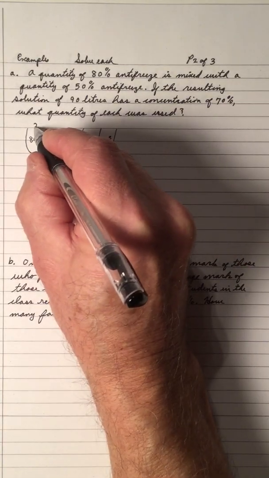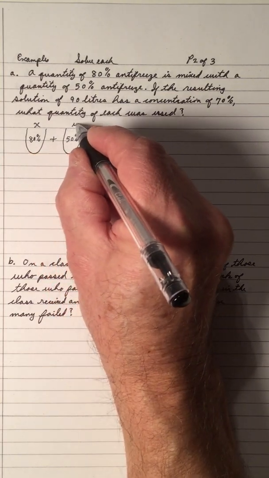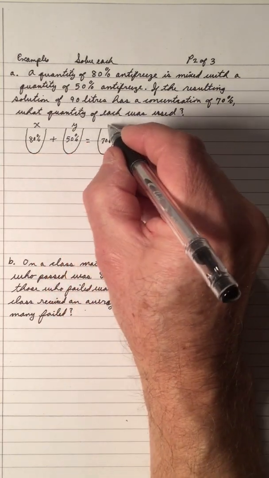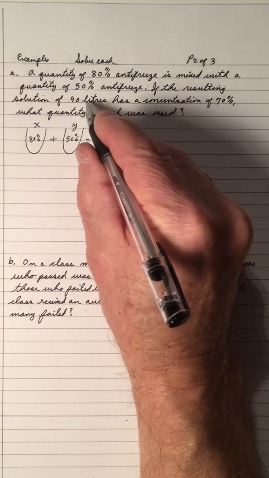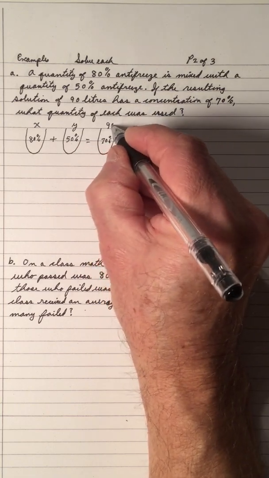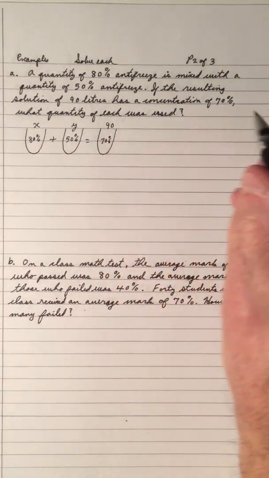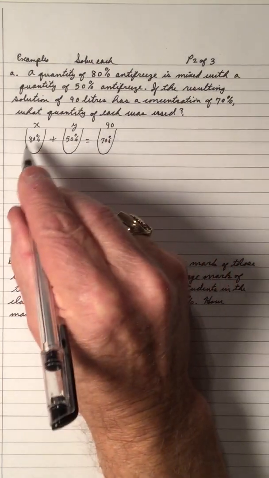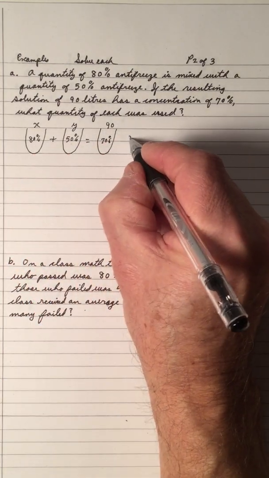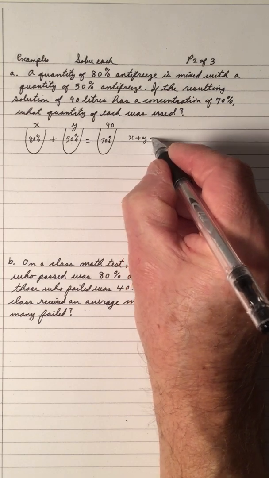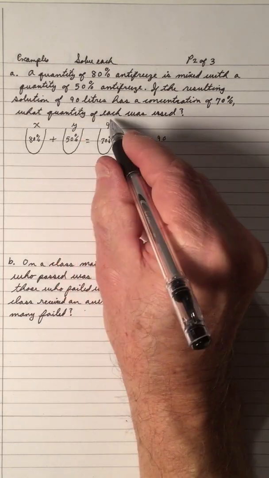We don't know how much of this we're going to use, so we call it X. I don't know how much of this one I'm going to use, I call it Y. But when we do mix them together, we'll get the 90 liters. So I find this a convenient way. Now if you take these two, X and Y, and add them together, you're going to get your 90 liters.